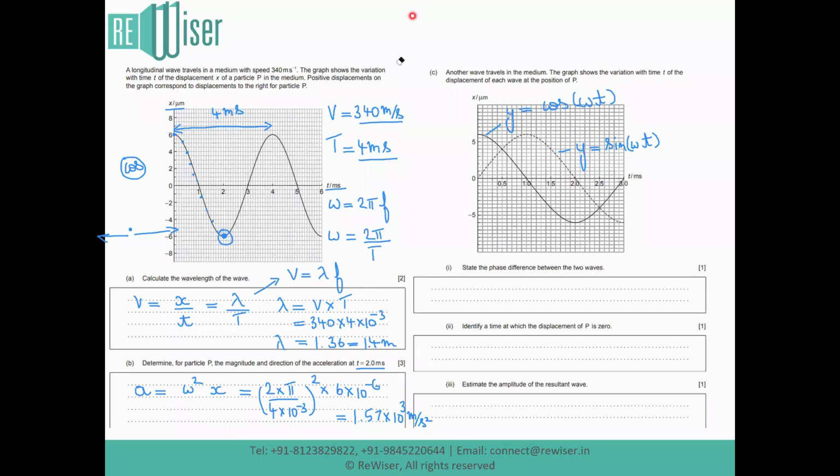Cosine can be written as sine of 90 plus theta, sine of omega t plus 90 degrees. So the first wave y1 is sine of omega t plus 90, whereas the second wave y2 is just sine of omega t. Thus, when they ask us to calculate the phase difference, it is evident that the phase difference is the additional value of 90 degrees, or written in terms of radians as pi over 2 radian. This is the value of the phase difference.